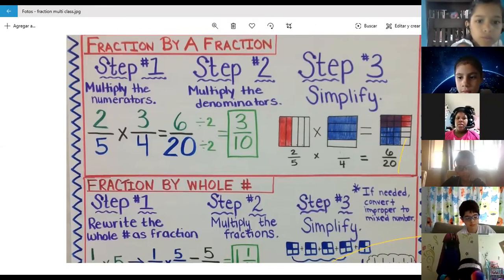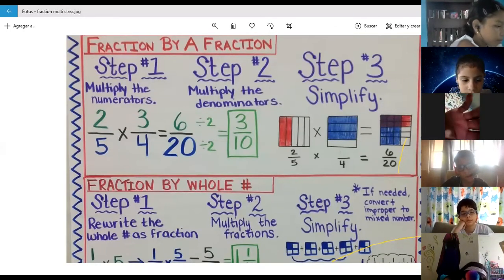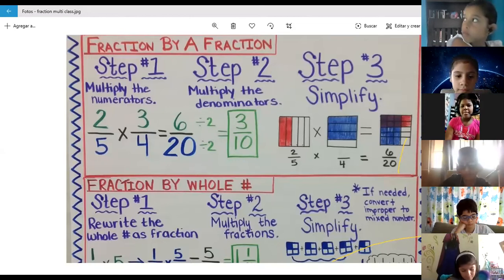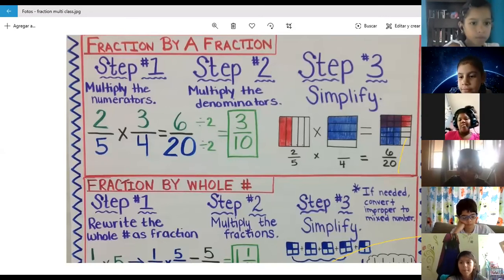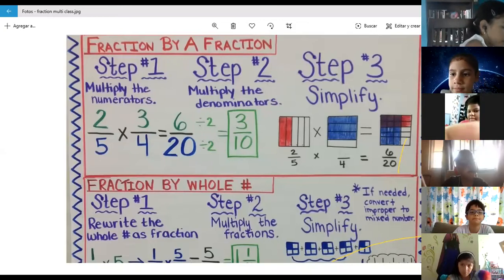Okay, let me see how many people we are. We are 17. Let's continue. Everybody finished? Yes. Gregory, you finished? Yes. Okay, let's continue with the second case.